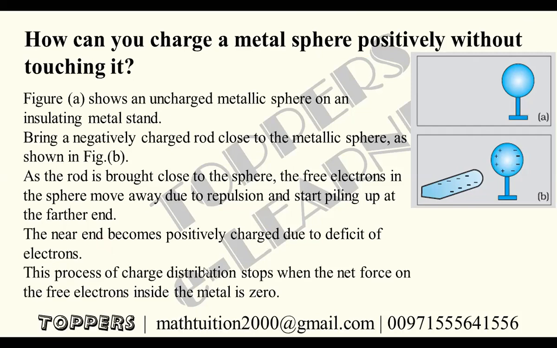This process of charge distribution stops when the net force on the free electrons inside the metal is 0. So their net force becomes 0. The attraction between the positive and negative, and the repulsion between negative and negative, all the net force becomes 0.